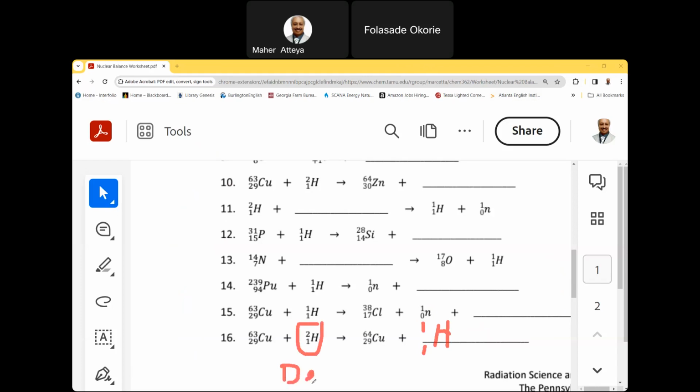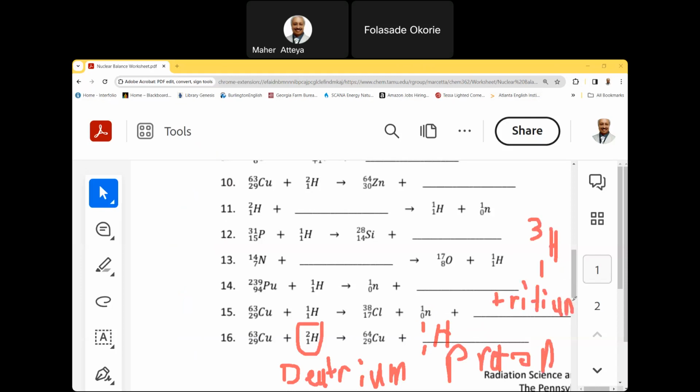This one is called protium, and you have a third isotope called tritium. All of them have the same number of protons. Atomic mass can be 1, 2, or 3. This is called tritium. So we have protium, deuterium, tritium. You can take a snapshot of it, but it's being recorded anyway, so you can just repeat this again.